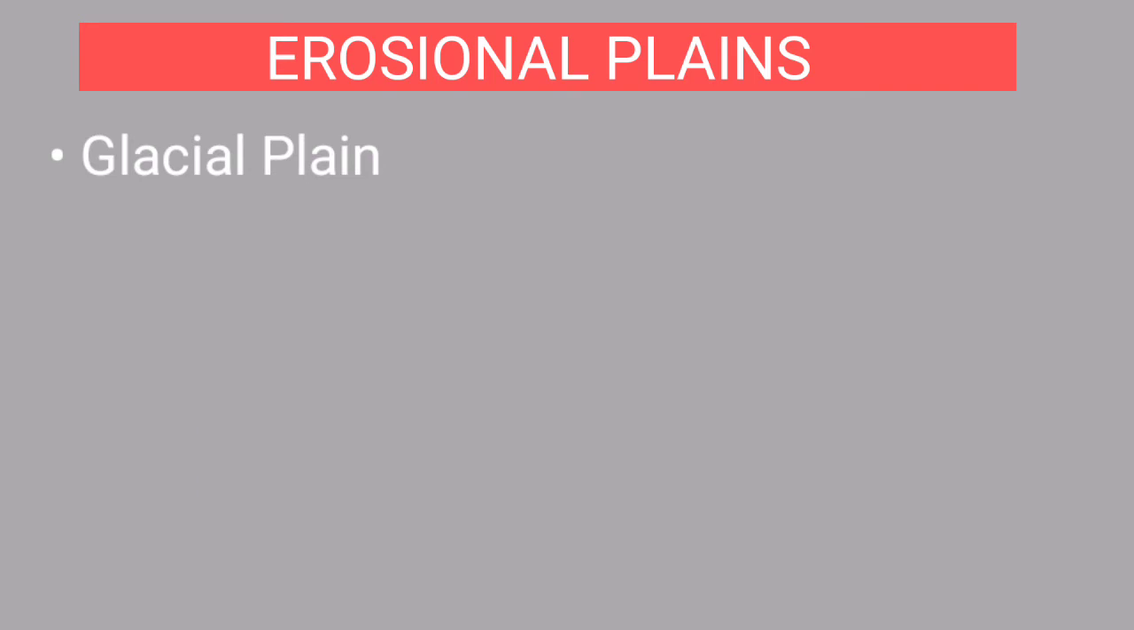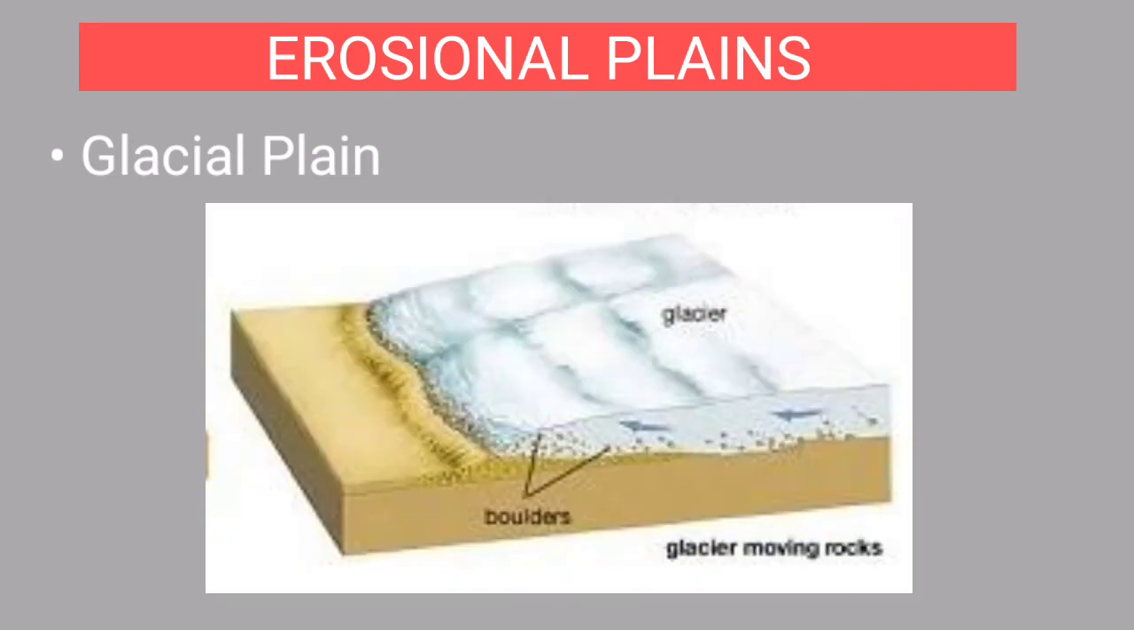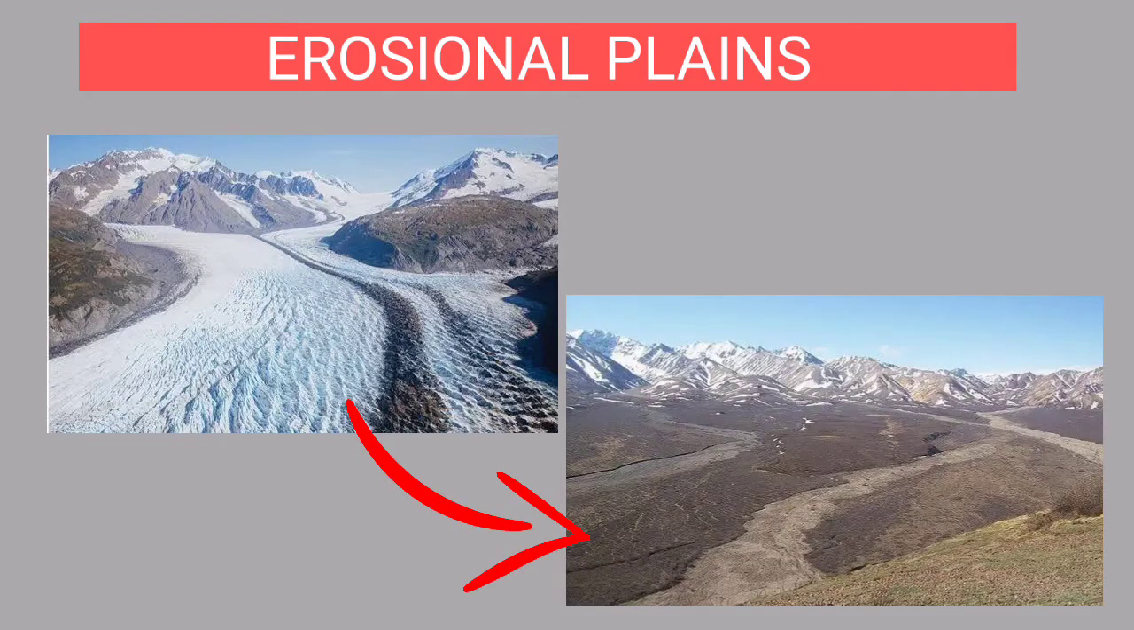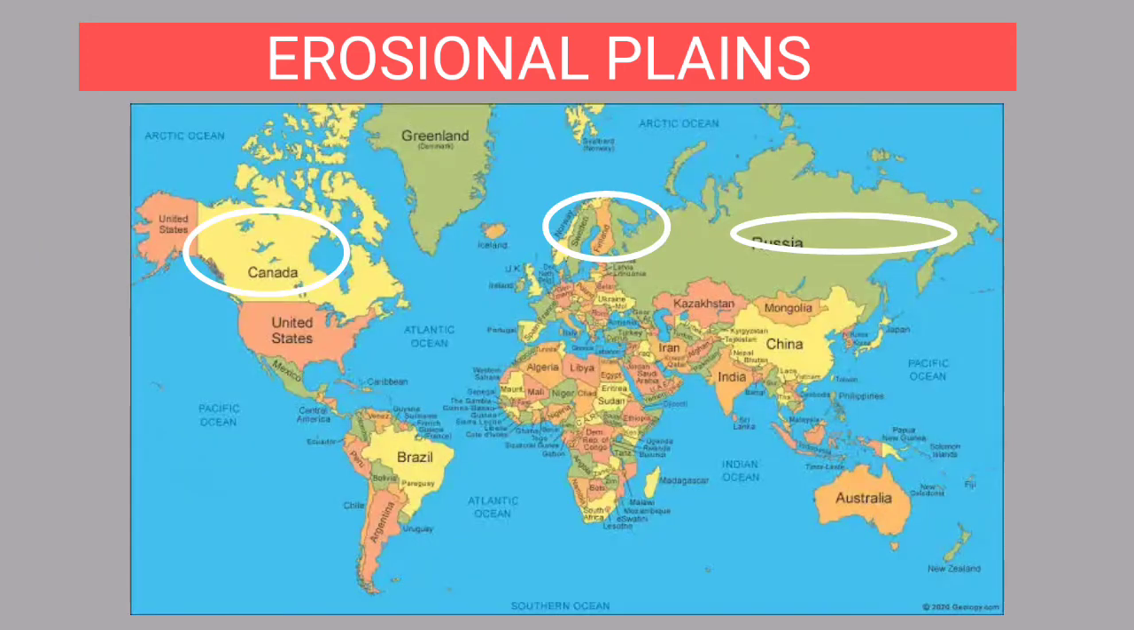Next we have the glaciated plain. Now vast stretches of land which were covered by the ice during the ice age have eroded the highlands to form the plain area. Even today glaciers are eroding the upland area and scaling it down, resulting in the formation of plains. Those areas are known as glacial plains. Such plains can be found in Canada, Siberia, Sweden and Finland.